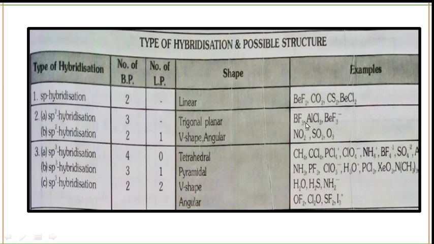Type 1 hybridization is sp hybridization, where the number of bond pairs is 2 and the number of lone pairs is 0. In that case, the shape will be linear, for example in case of CO2, CS2 and BeCl2. In case of sp2 hybridization, if the number of bond pairs is 3 and the number of lone pairs is 0, then the shape will be trigonal planar. And for the rest of the following, you can simply learn these shapes and the numbers of bond pairs and lone pairs.